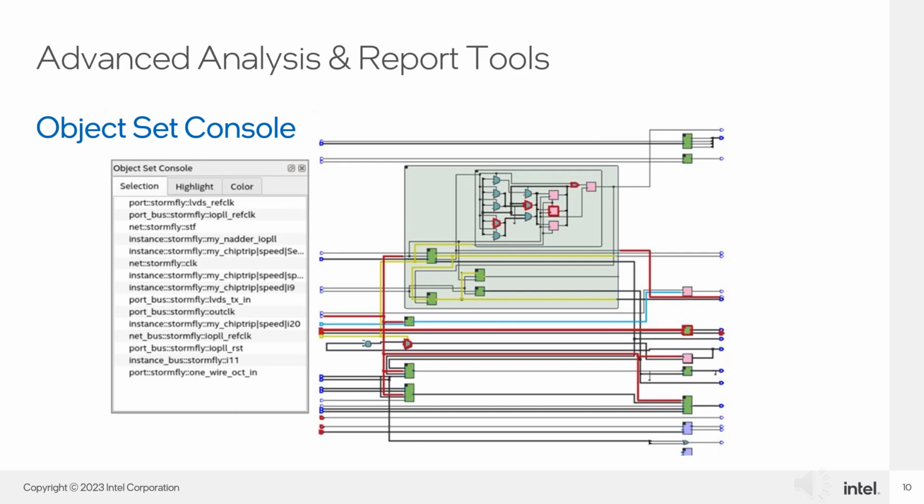The last new feature is the Object Set Console panel. It displays your currently selected, highlighted, or colored nodes in the schematic viewer. To launch the Object Set Console dialog box, navigate to the View menu in the RTL Analyzer interface and click Object Set Console.